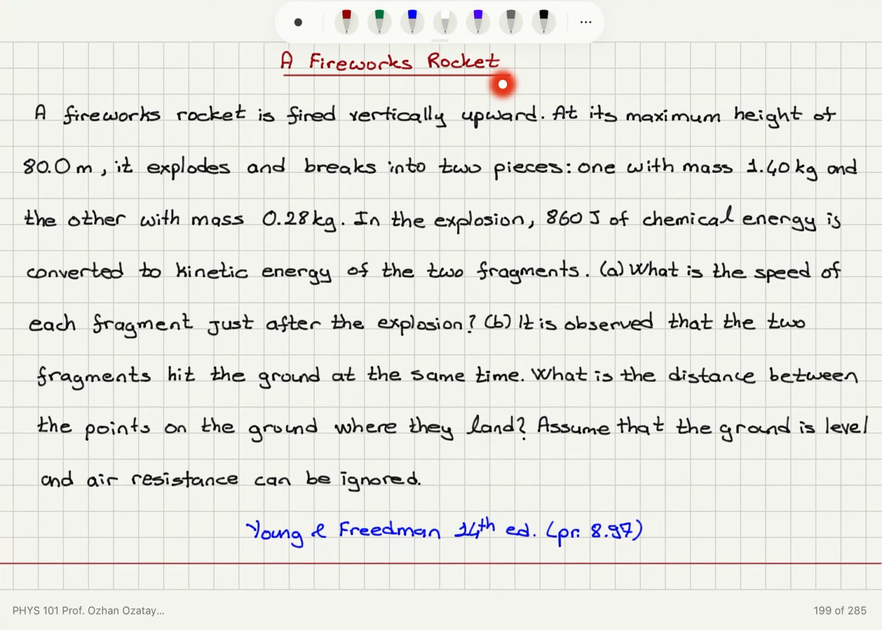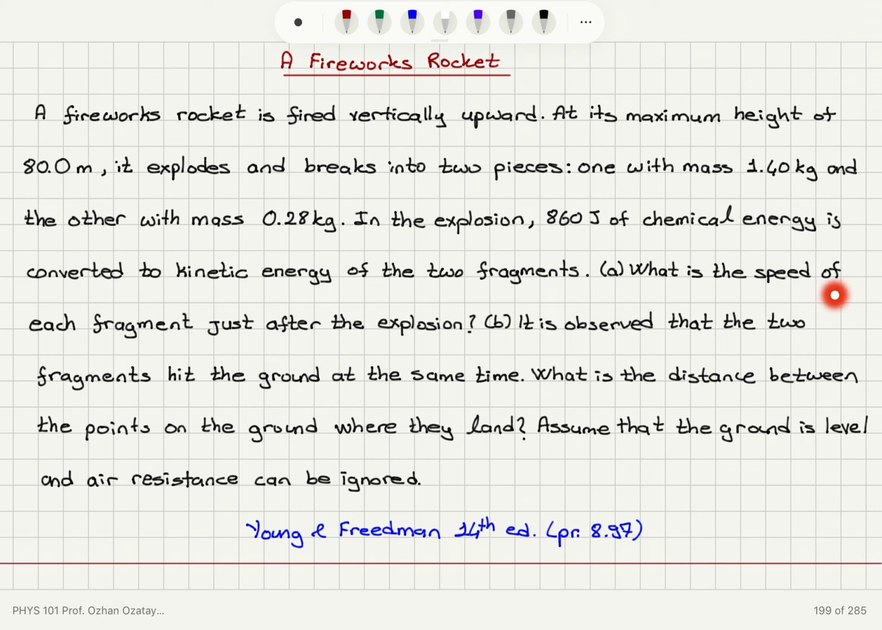A fireworks rocket is fired vertically upward. At its maximum height of 80 meters, it explodes and breaks into two pieces, one with mass 1.4 kilograms and the other with mass 0.28 kilograms. In the explosion, 860 joules of chemical energy is converted to kinetic energy of the two fragments.